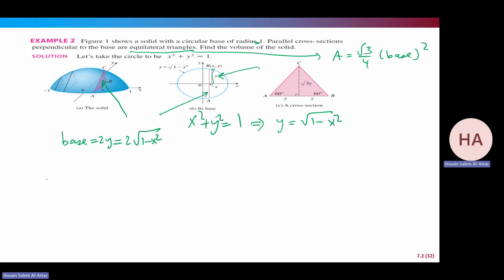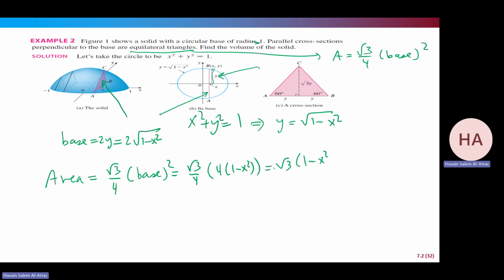Okay. So what will be the area? Square root of 3 over 4 times the base squared. That will be square root of 3 over 4 times 4 times 1 minus x squared, which is square root of 3 times 1 minus x squared. What will be the volume? From where to where? I want the x values from here, from minus 1 to 1. The volume from minus 1 to 1.